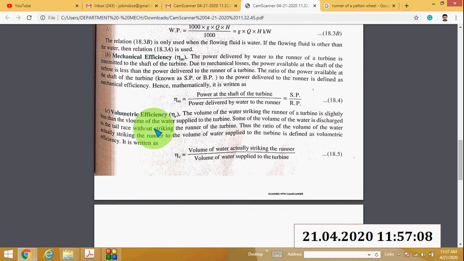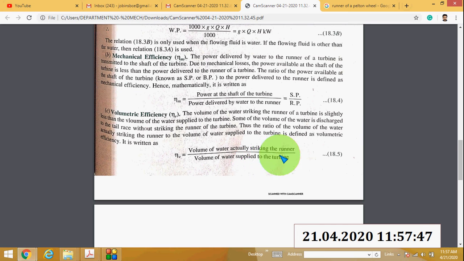Then another efficiency is, so this efficiency is not asked in the question paper, but I am explaining it because it is an efficiency of the turbine. Volumetric efficiency is the ratio of the volume of water actually striking the runner divided by the volume of water supplied to the turbine. The volume of water striking the runner is slightly less than the volume of water supplied to the turbine. Some of the water is discharged to the tail race without striking the runner of the turbine.